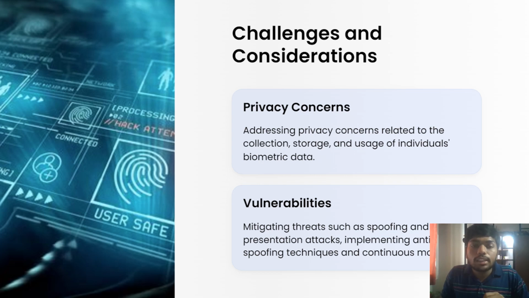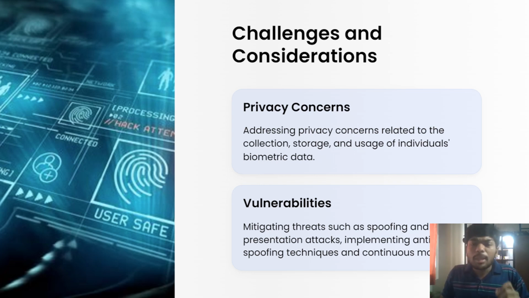Next, vulnerabilities. Biometric systems are susceptible to vulnerabilities such as spoofing and presentation attacks, where attackers attempt to deceive the system by presenting fake biometric data. Mitigating these threats requires the implementation of anti-spoofing techniques, liveness detection mechanisms, and continuous monitoring of system integrity.